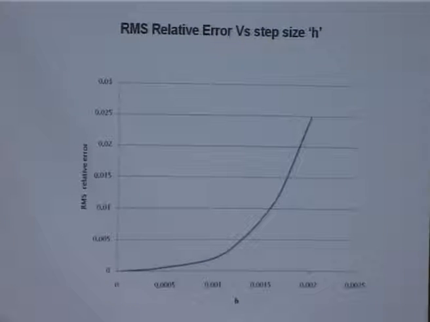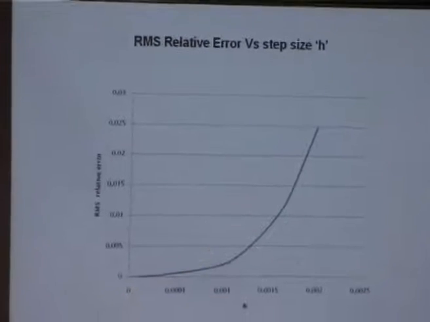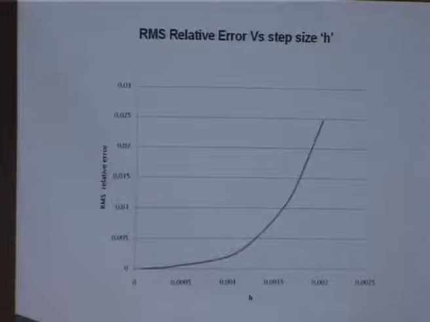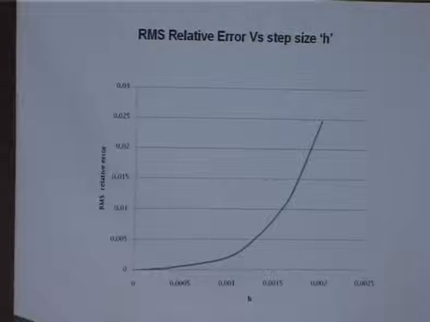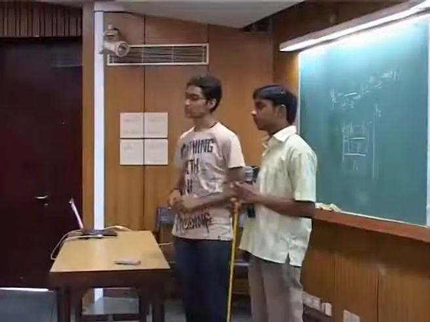This is the plot of the relative RMS error with h. I would suggest to all of you, whenever you are looking at error like this, please use log scale, otherwise you are not able to distinguish between different cases.